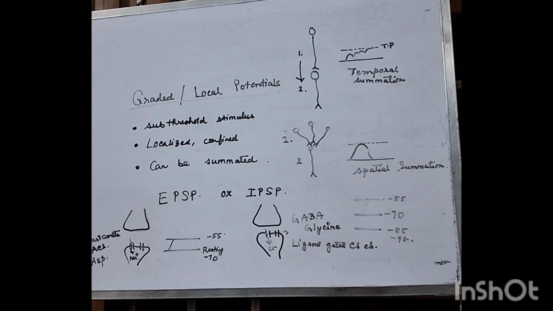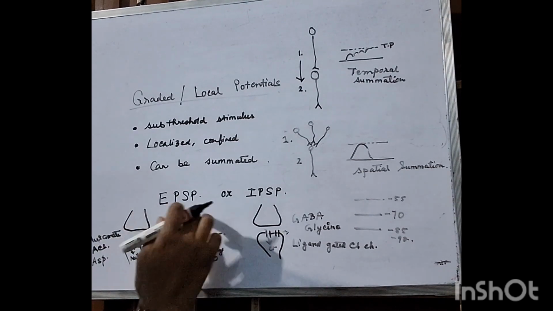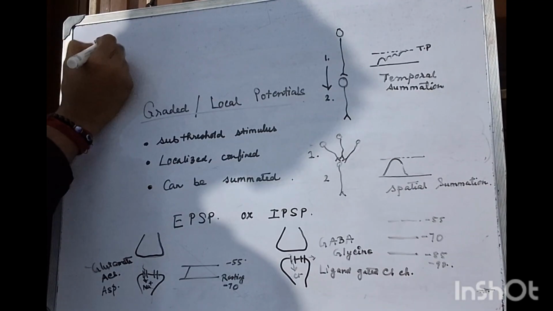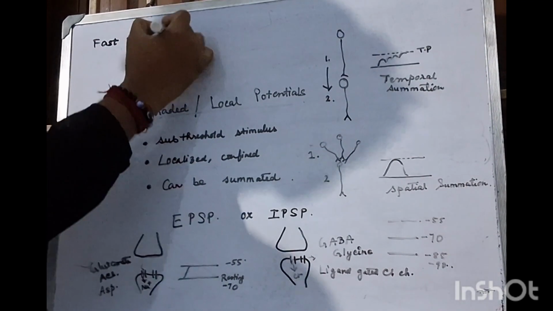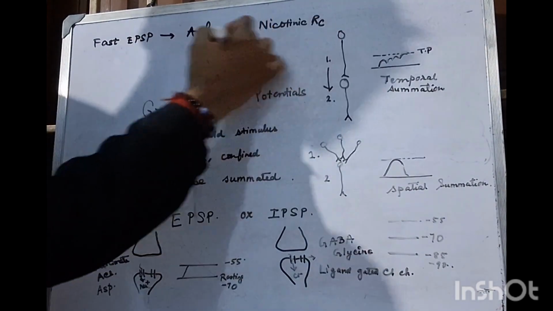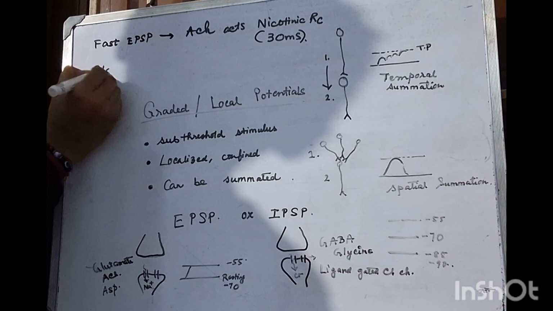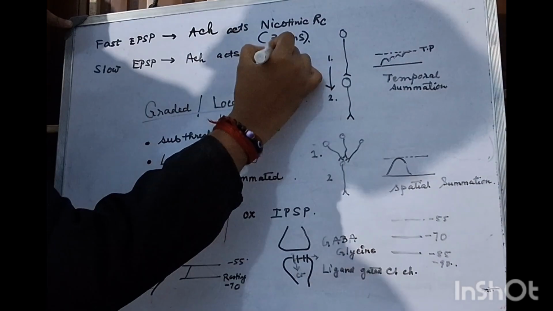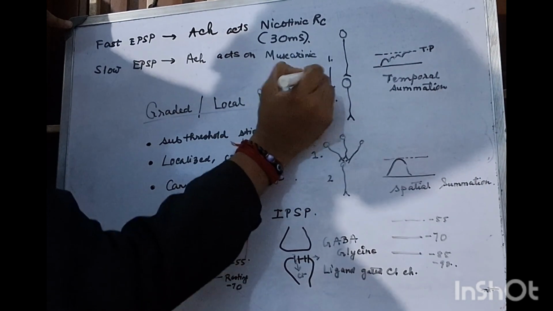There are other ways to classify graded potentials. For example, you can even classify excitatory postsynaptic potentials into fast acting or slow acting. Fast EPSP is when acetylcholine acts on nicotinic receptors, around 30 milliseconds, and slow EPSP is when acetylcholine works on muscarinic receptors, around 30 seconds.